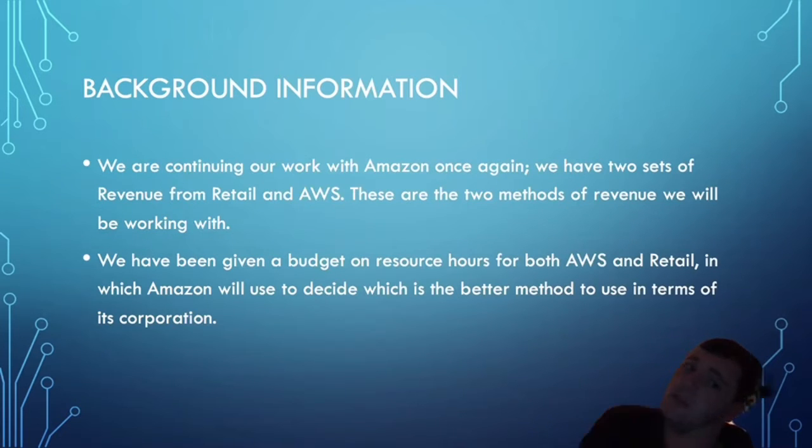All right, so for case 6, we were once again continuing our work with Amazon. We have two sets of revenue from retail and AWS, which was Amazon Web Services. Those are the two methods of revenue that we were working with. We were given a budget on resource hours for both of them, which Amazon will use to decide what is the better method to use for their corporation.